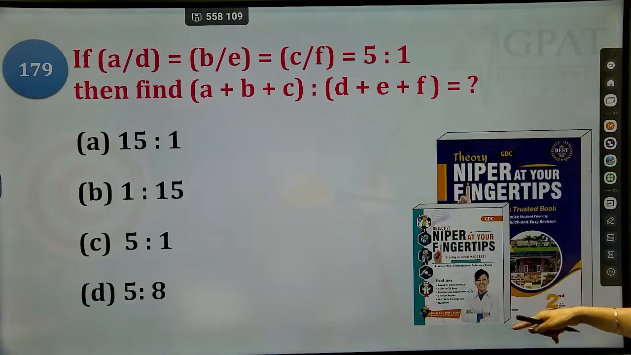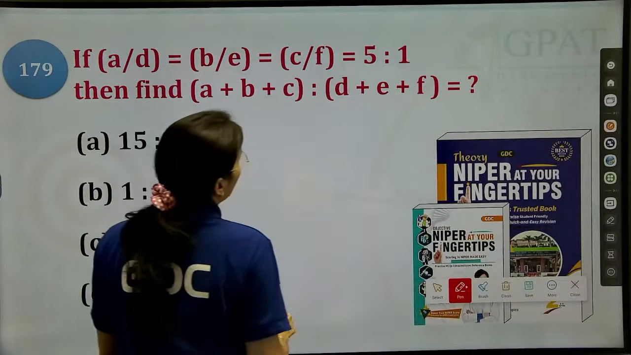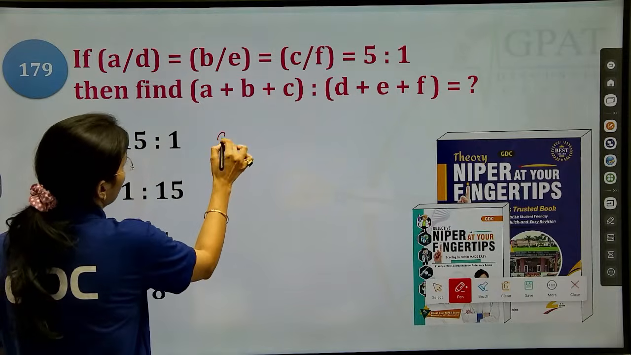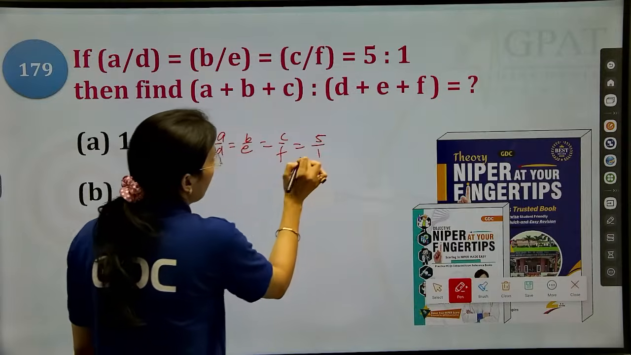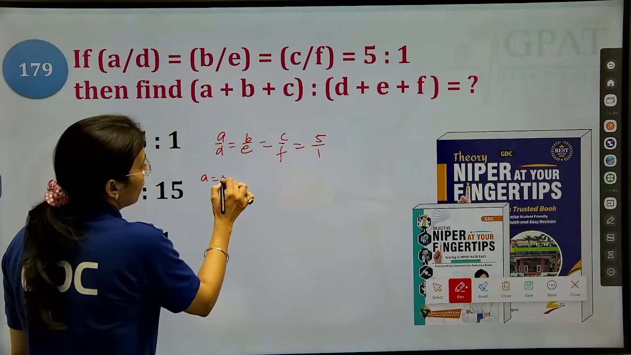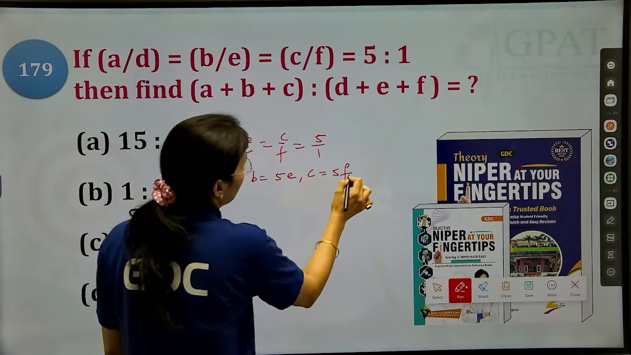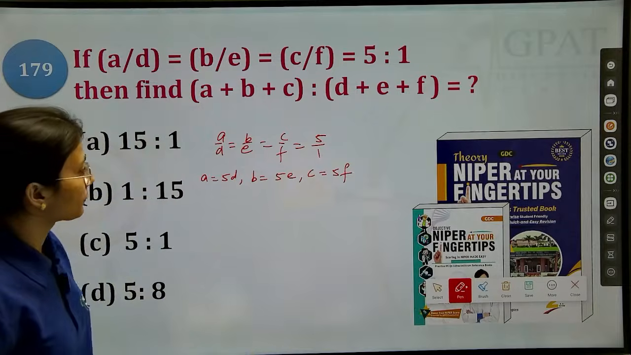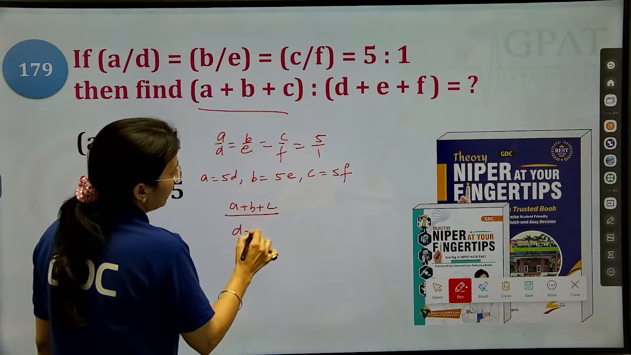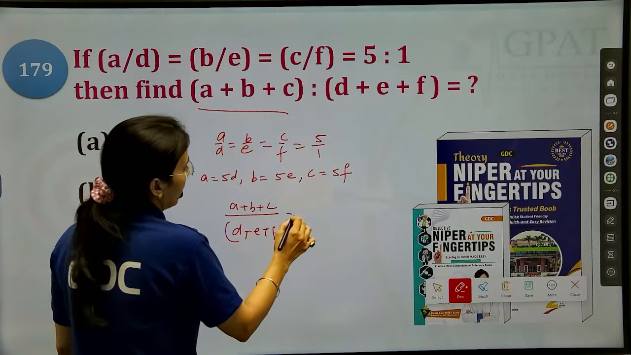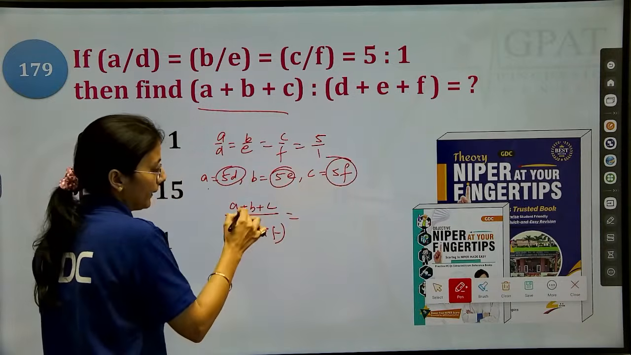Now move to another question. We have given A by D is equal to B by E is equal to C by F is equal to 5 ratio 1. So A by D is equal to B by E is equal to C by F is equal to 5 by 1. So A is equal to 5D, B is equal to 5E, and C is equal to 5F. So A plus B plus C upon D plus E plus F: A is 5D, B is 5E, and C is 5F. We can put it there.